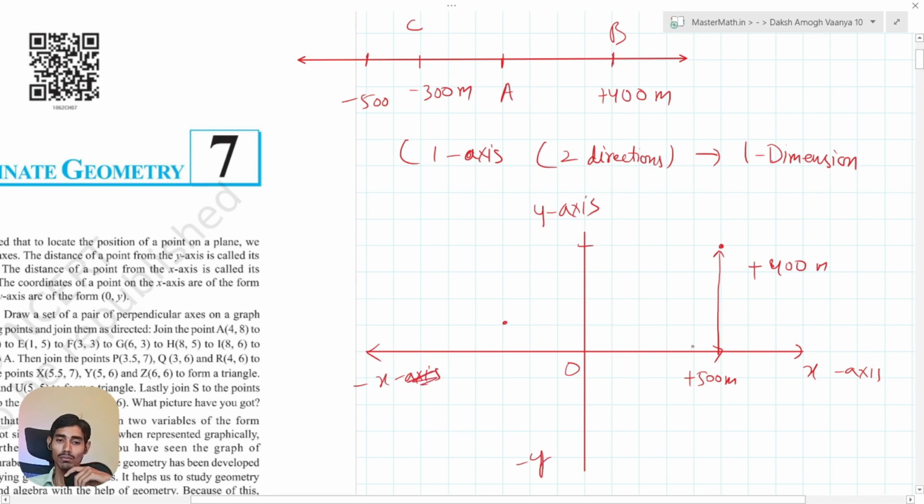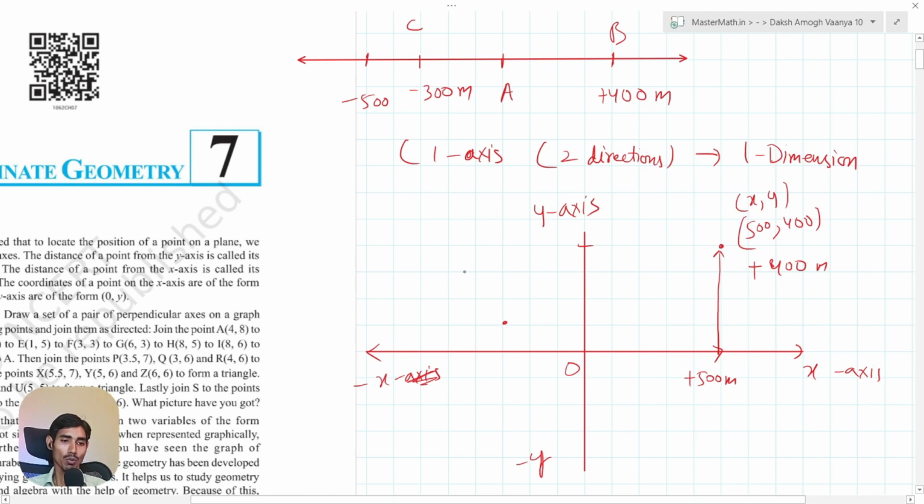Now this coordinate is denoted by x comma y. First we write the horizontal axis value, then we write the vertical axis value. Because both the values are right and north, both are positive, and therefore we can write 500 comma 400.